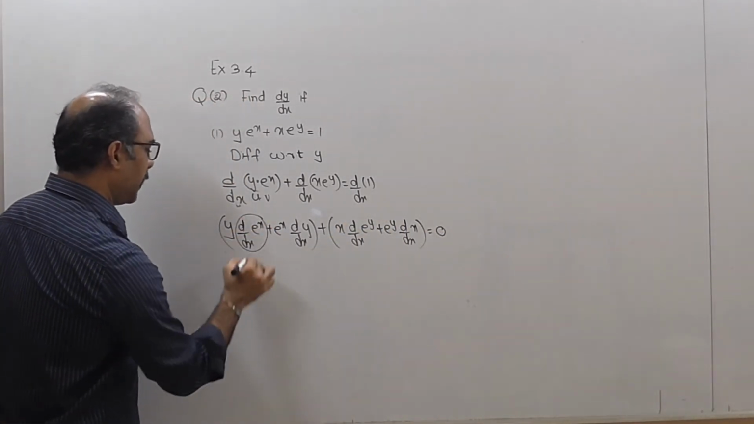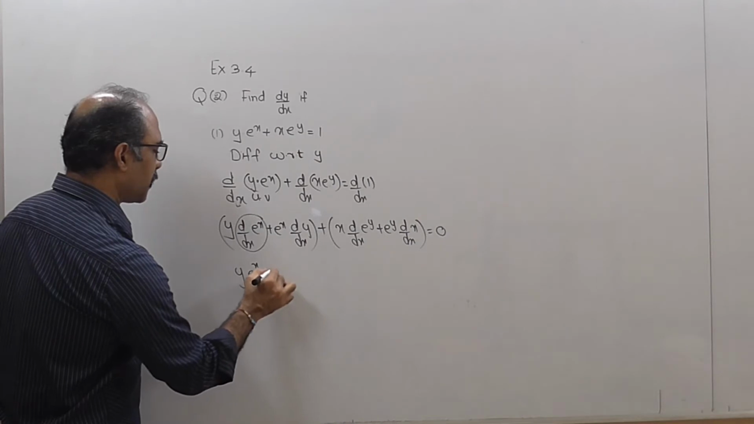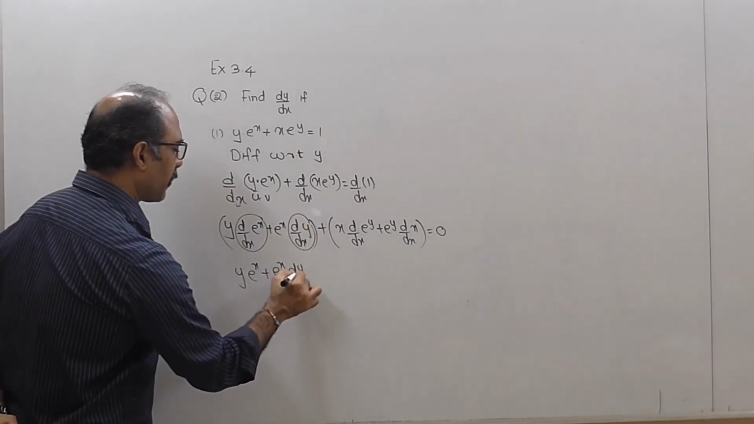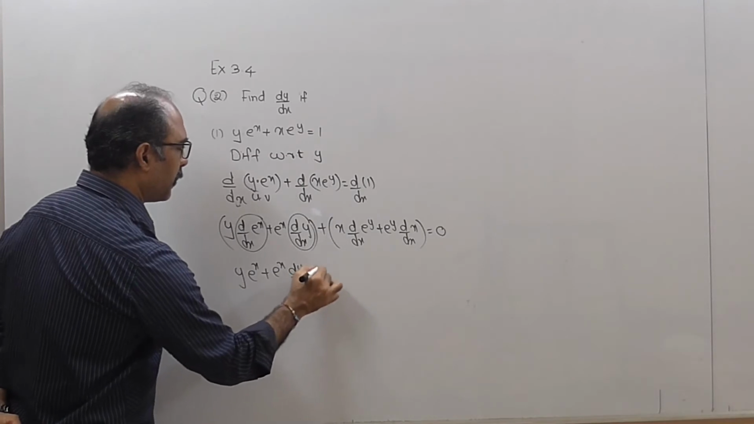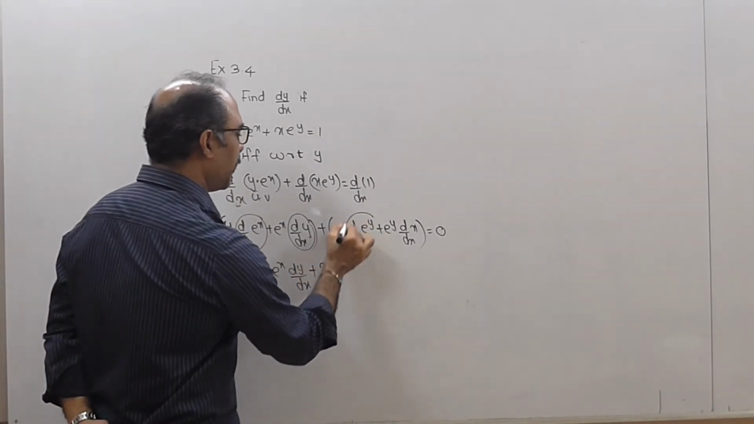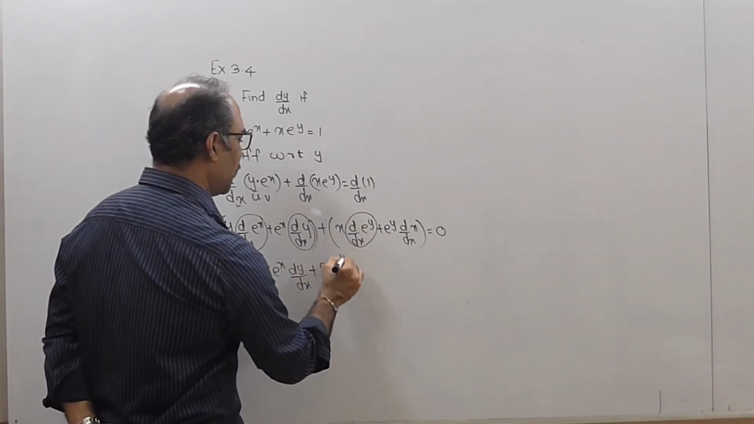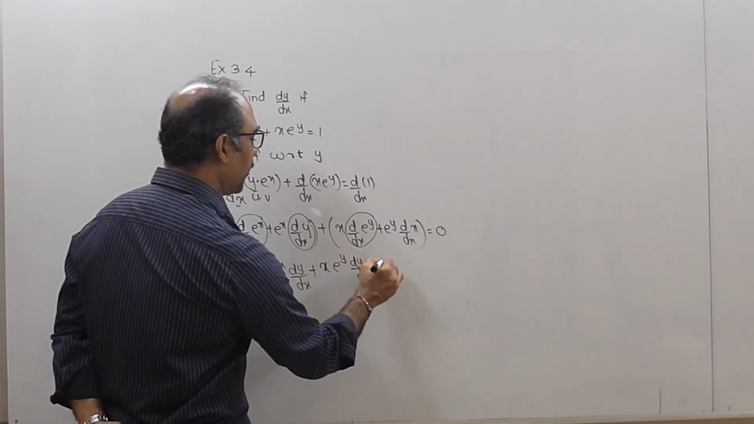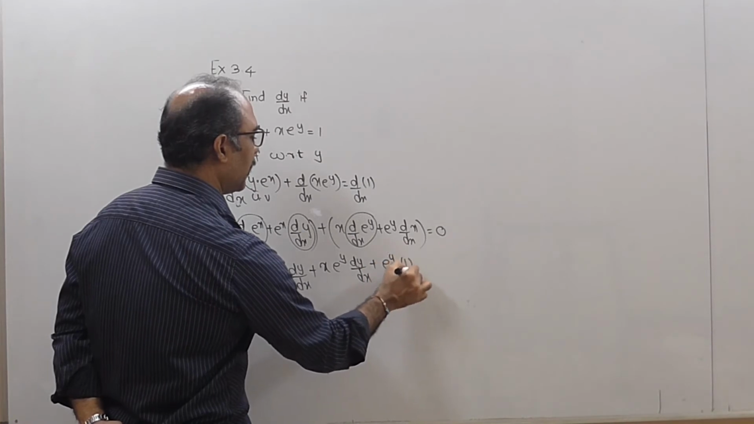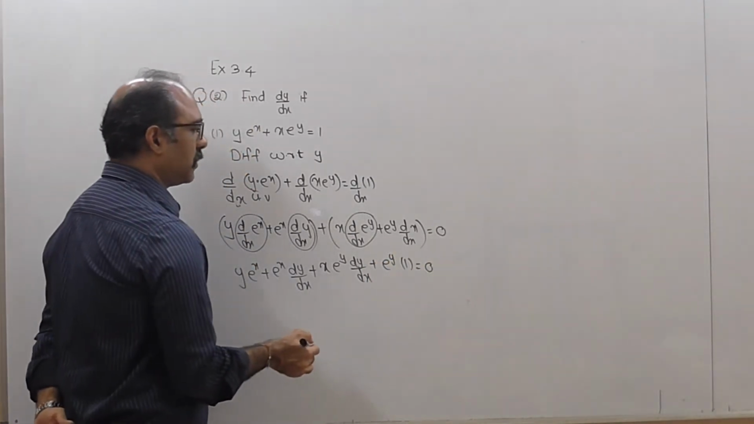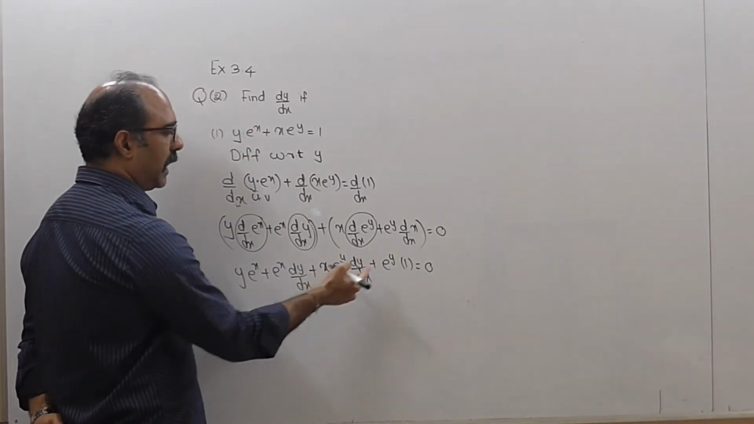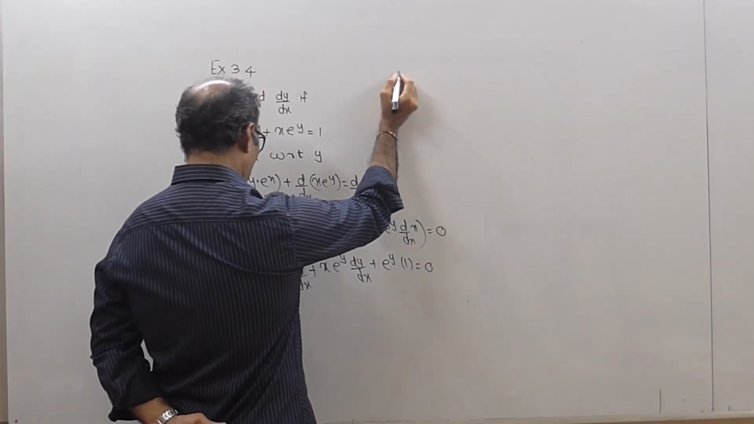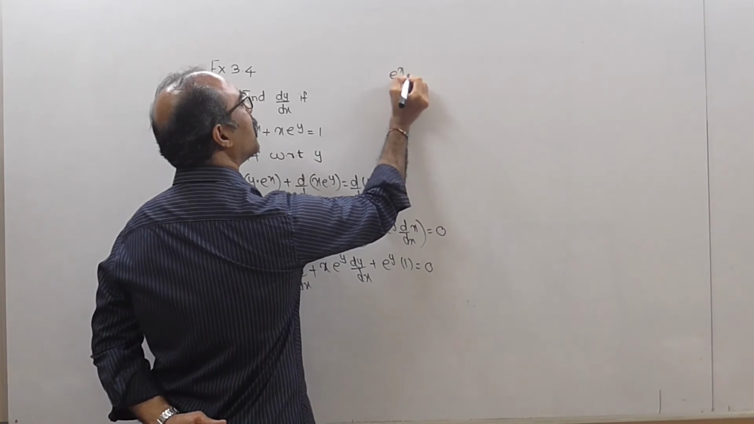Y times the derivative of e raised to x is e raised to x, plus e raised to x times the derivative of y, dy by dx. Then x times the derivative of e raised to y, e raised to y, but since you are finding the derivative of y, add dy by dx, plus e raised to y times the derivative of x, equal to 1, and the right side equal to 0. Now as usual, write out dy by dx terms on the left.